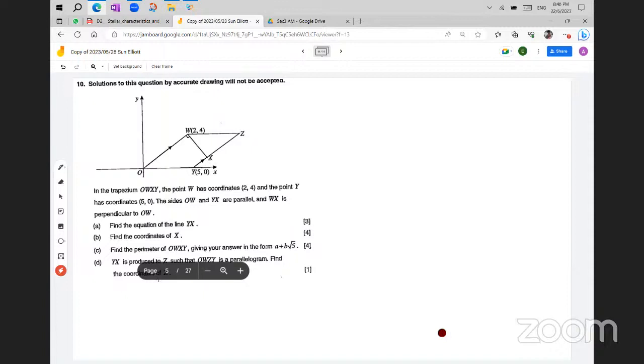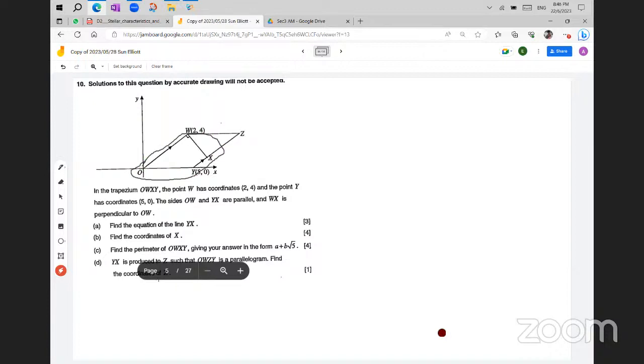Make sure that the English is on the picture. So, trapezium OWXY, is it in the picture? Which one is OWXY? Let me confirm. Please draw it for me. This one. Use a laser pointer. Yeah, okay, very nice. Something like that.